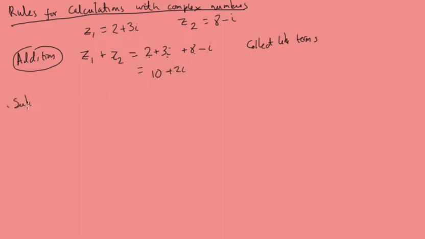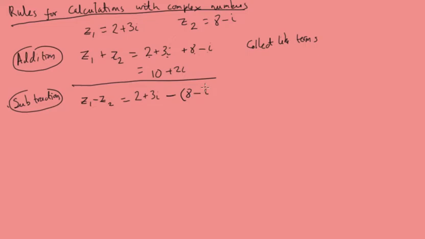Subtraction is going to work exactly the same way. So z1 minus z2 is going to be 2 plus 3i minus, now put this in brackets so we keep track of our signs, 8 minus i. So we've got 2 minus 8 is going to be minus 6. 3i minus minus i is going to be plus i, so plus 4i.